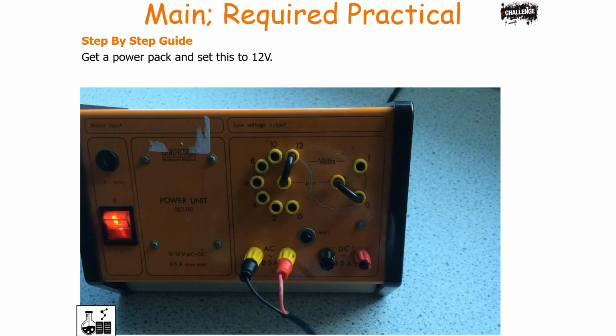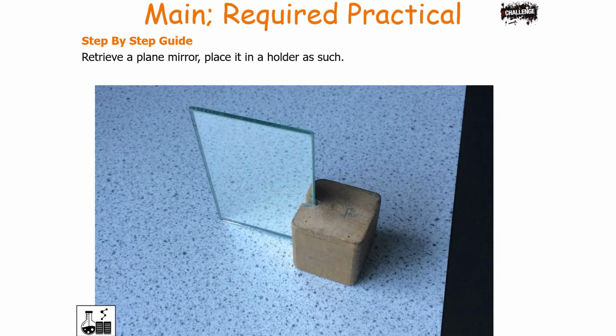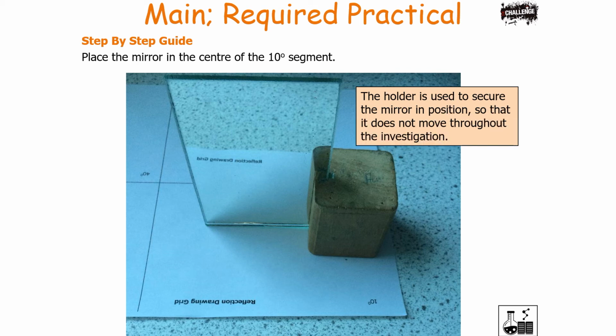So you would get a power pack, and you set it to 12 volts. You would get a ray box and attach it to the power pack and place a single slit on the ray box so only one ray of light is going to be considered in this investigation. You would retrieve a plane mirror and place it in a holder as such. You place the mirror in the centre of a segment where you're going to work.